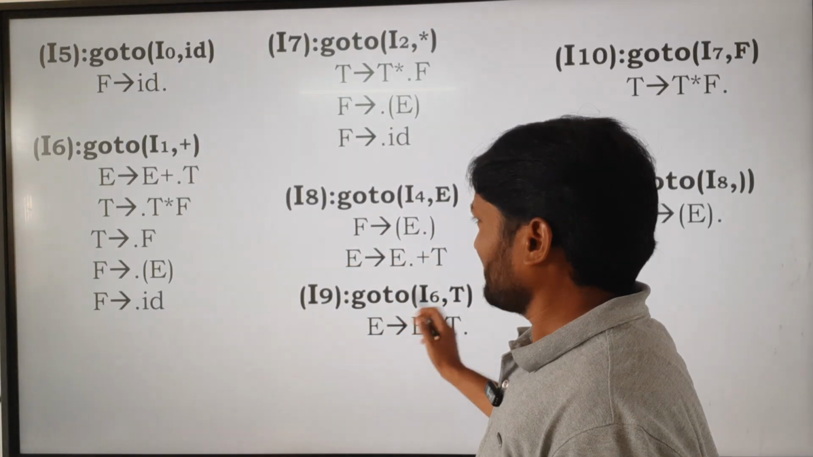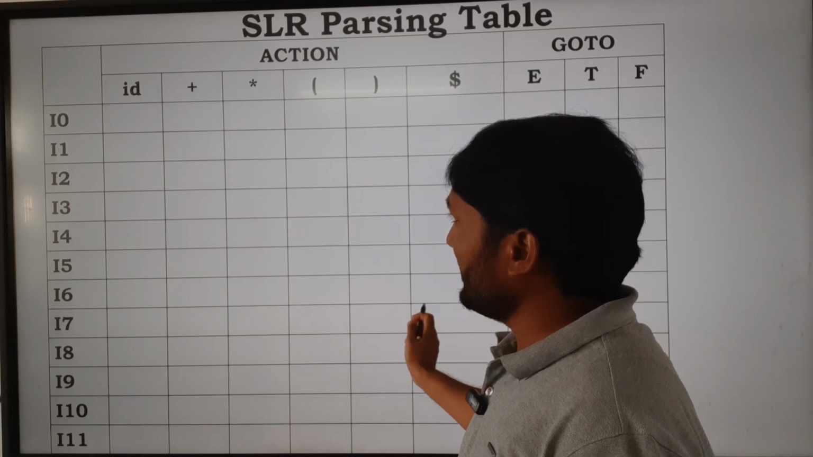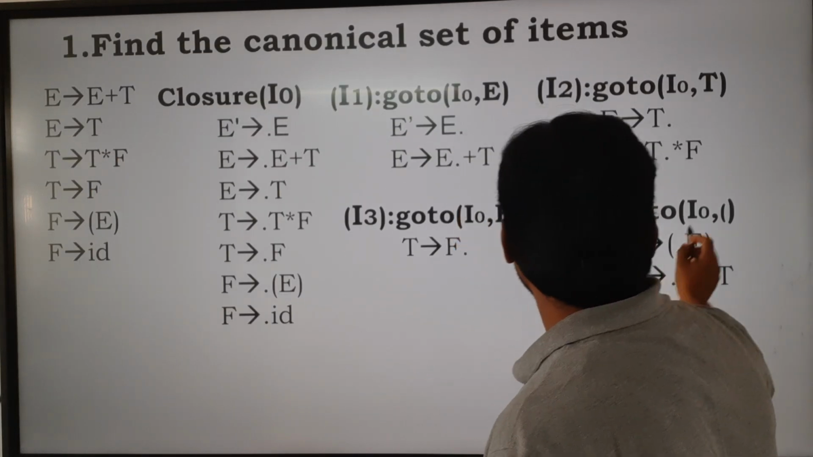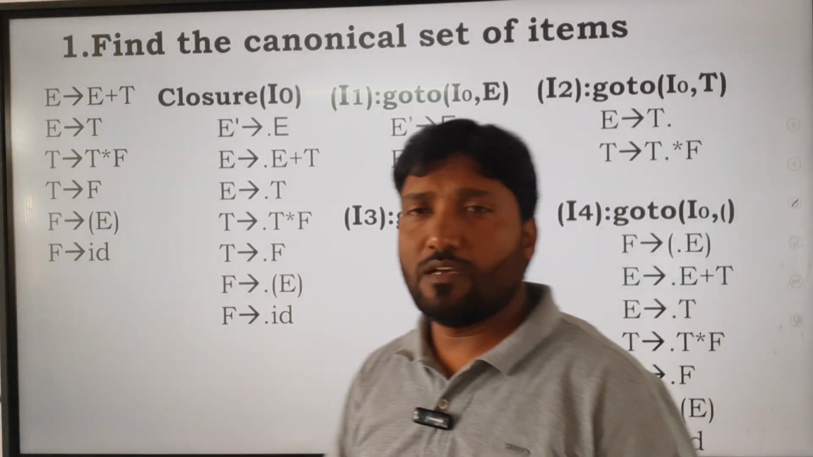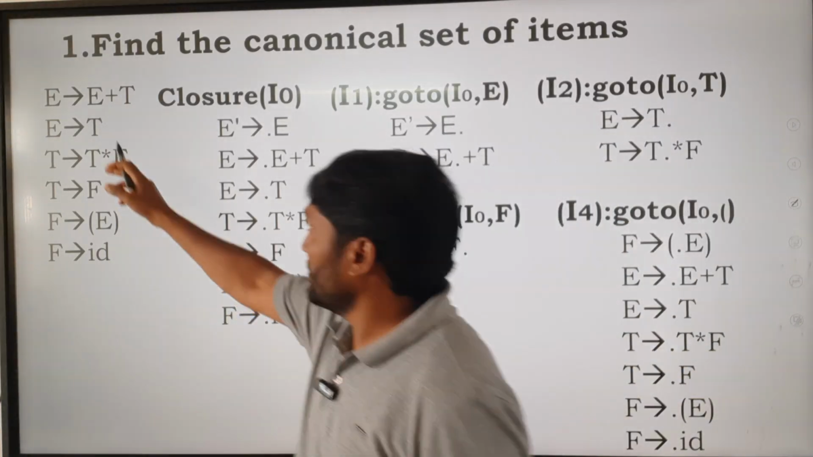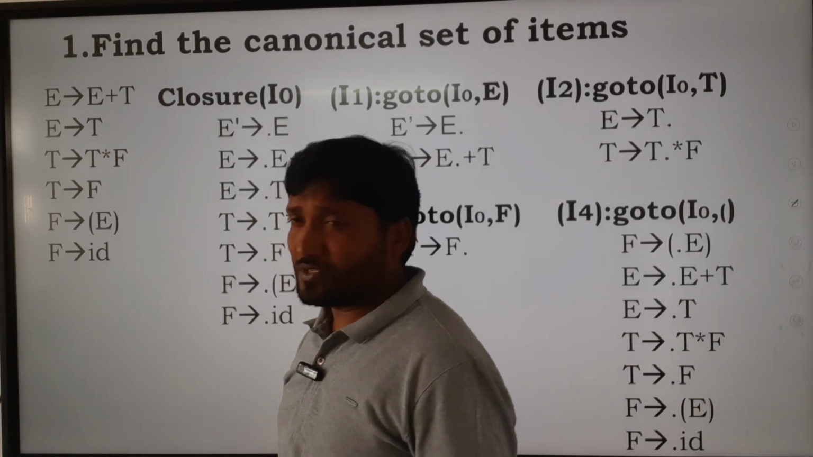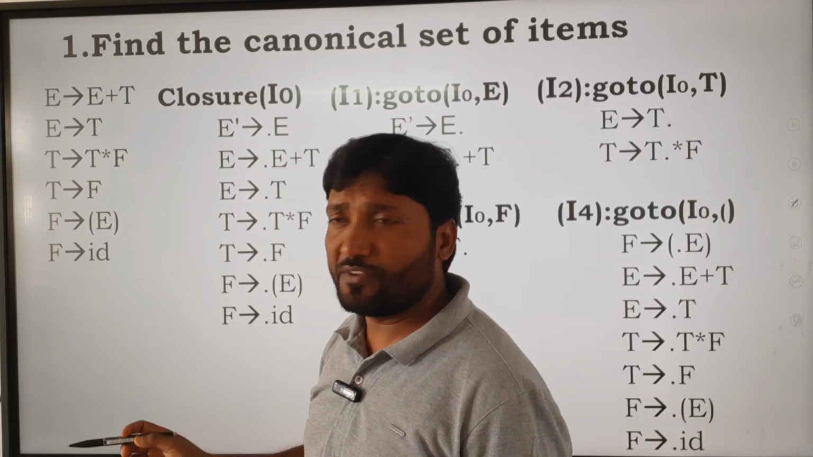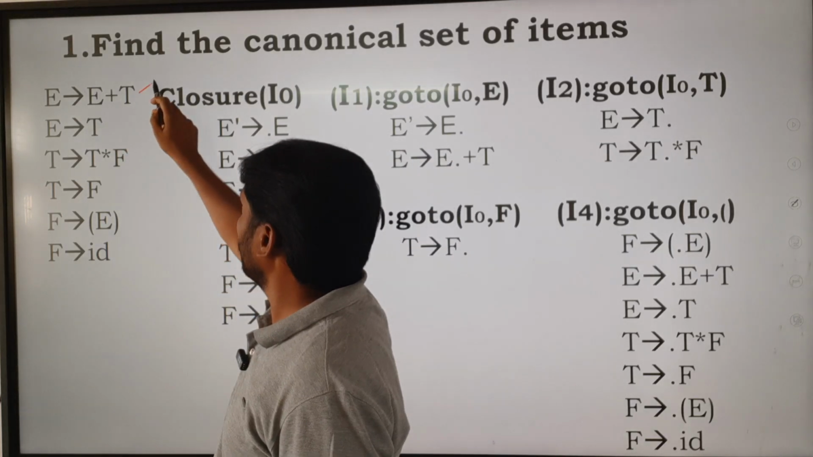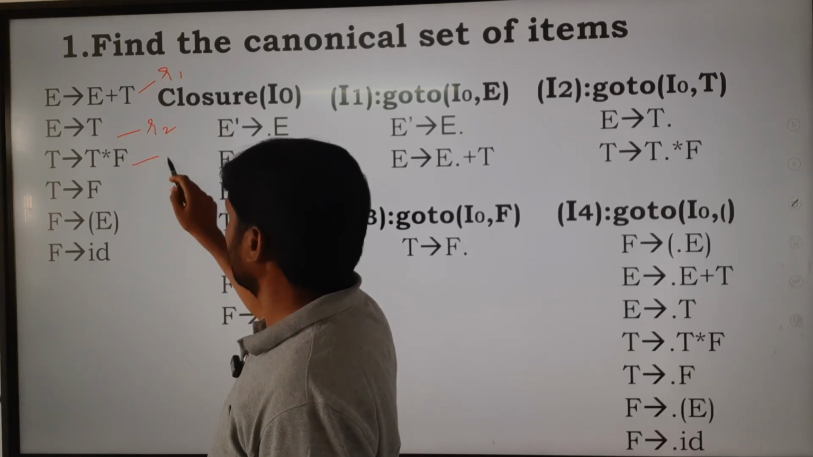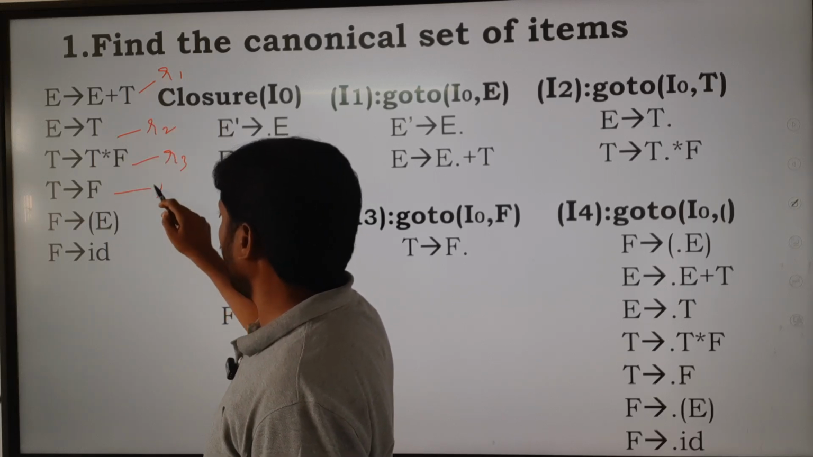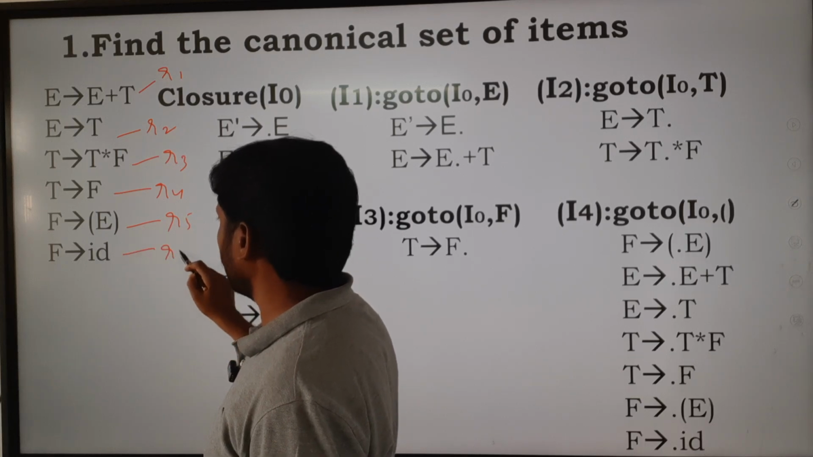Similarly, now we are going to fill the reduce function. For this, we have to take the reduce entries. In total we have 6 productions, and we have to rename these 6 productions: this is R1, this is R2, this is R3, this is R4, this is R5, this is R6.